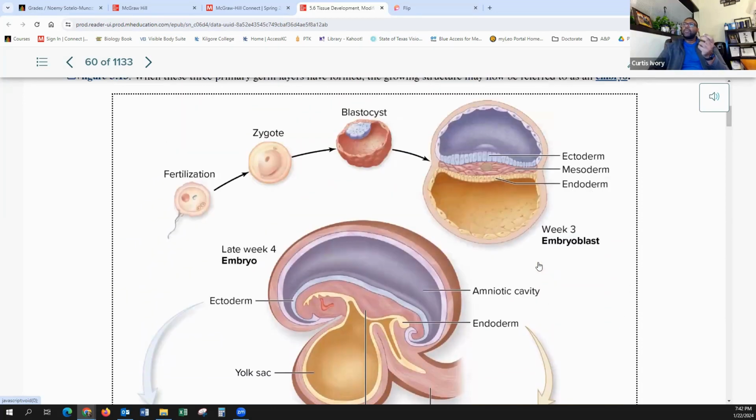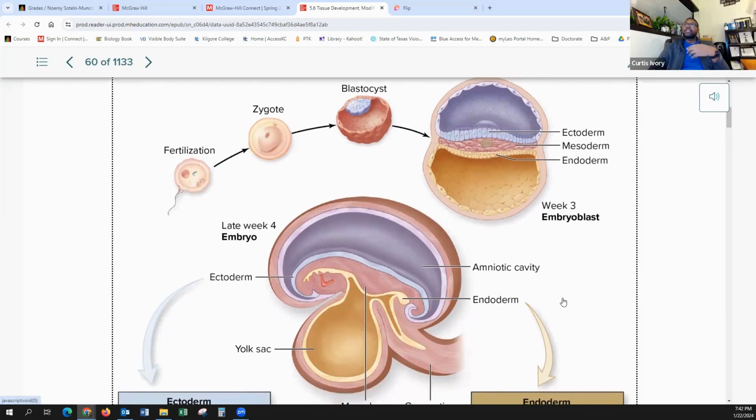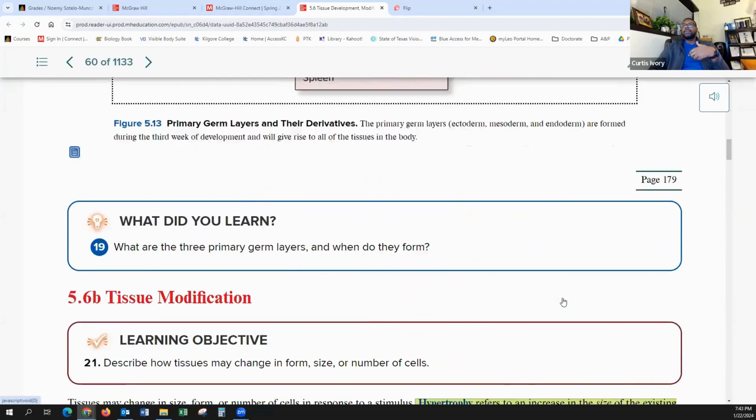So ecto meaning outside, which would be your outside skin. Meso would be like muscle. Then your endoderm is going to be the inside, or your inside portions would be a lot more of your intestines and your organs that's on the inside of you.